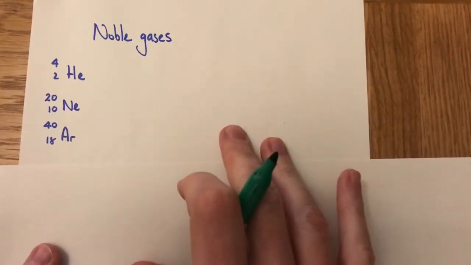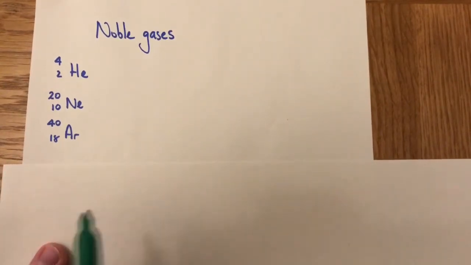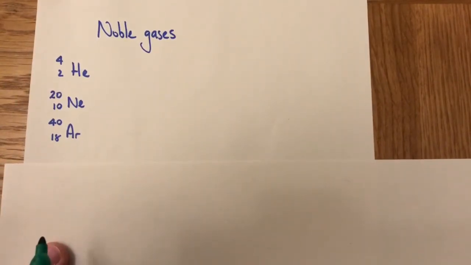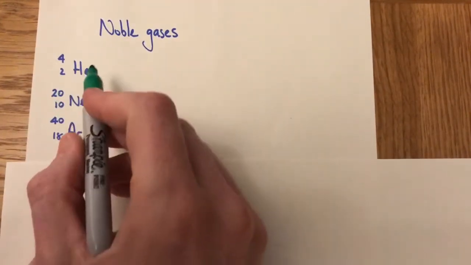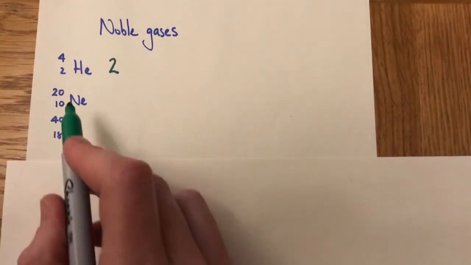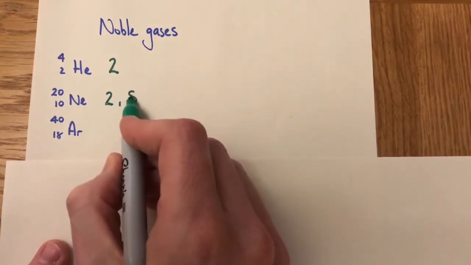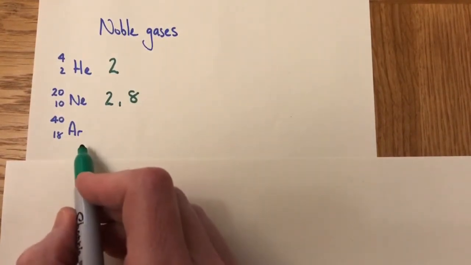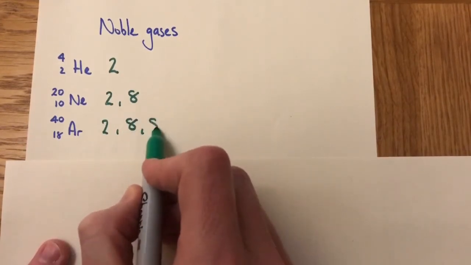Okay, in this video we're going to have a look at the noble gases in the periodic table, and I've got 3 examples here to show you important information about the electron configurations. So for helium, we can see that helium has 2 electrons and they're going to be arranged 2 in the first energy level. Neon has got 8 electrons, so that's going to be arranged 2 and then 8. And argon has got 18, which is going to be 2, 8 and 8.